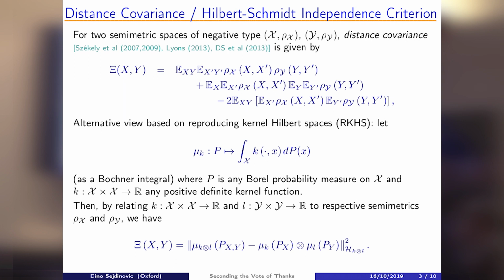However, there is a more straightforward way to understand distance covariance using reproducing kernel Hilbert spaces, and it's based on this notion of embedding of probability measures into RKHSs. So if we just define an embedding of a probability measure P as this Bochner integral of k dot x, where k is any positive definite kernel, then we can recover distance covariance by relating positive definite kernels k and l to our semimetrics of negative type rho x and rho y, and then view distance covariance simply as the squared Hilbert space distance between the embedding of the joint distribution and the embedding of the product of the marginals. Okay.